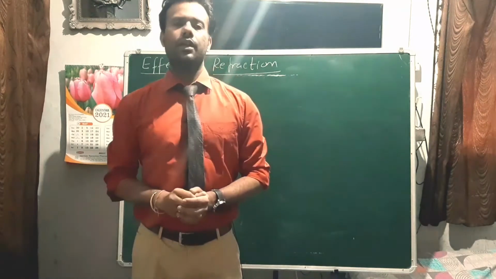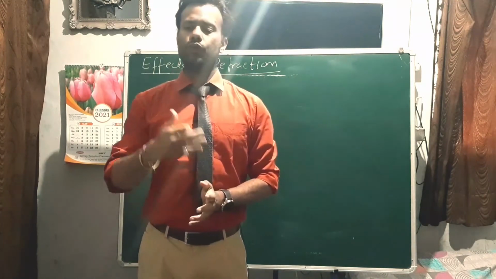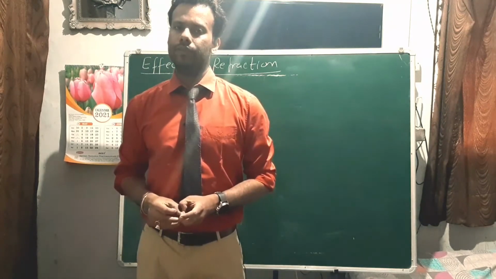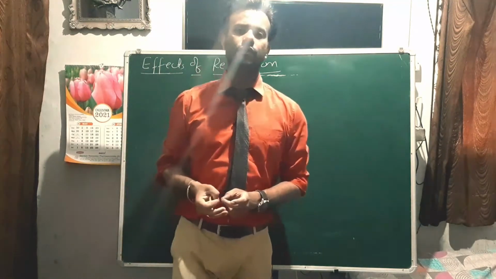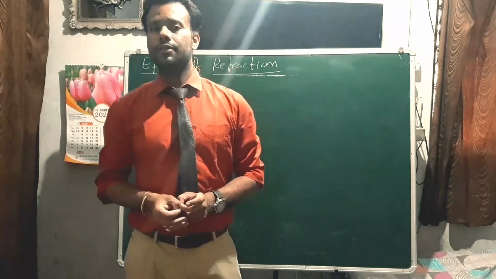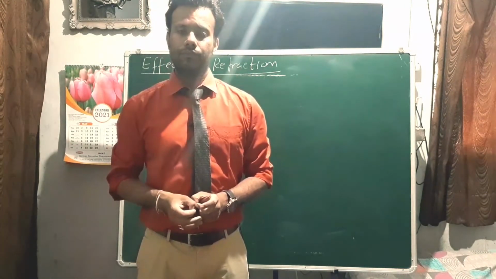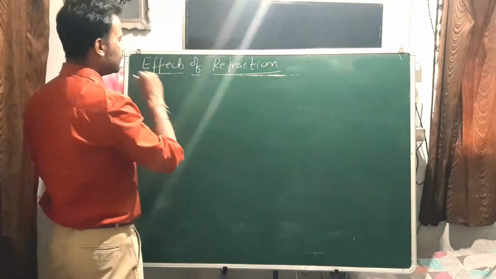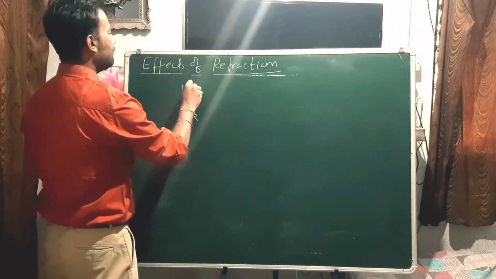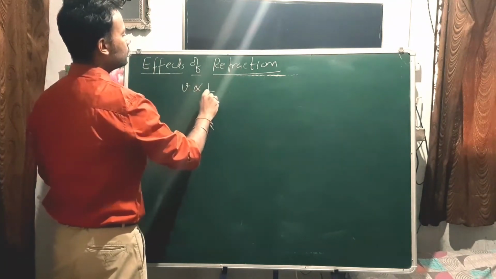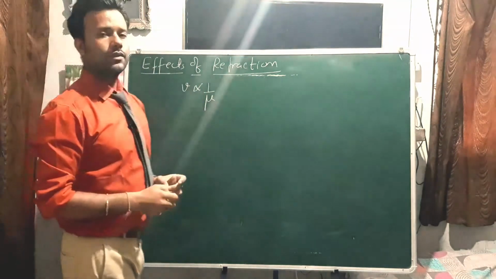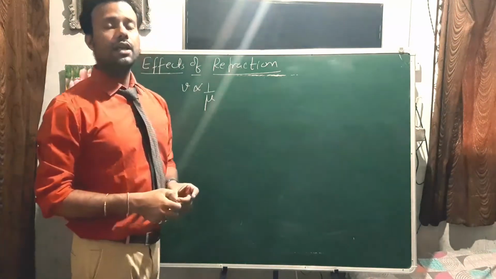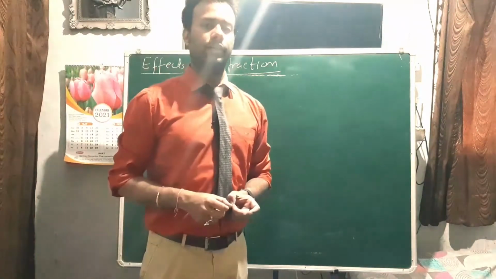We have seen that when light goes into the denser medium, the speed of light decreases. It means the more the refractive index of the medium, the less will be the speed of light in that medium. So from this result we can write that the speed of light V is inversely proportional to the refractive index of the medium mu. Here mu is known as the absolute refractive index of the medium.